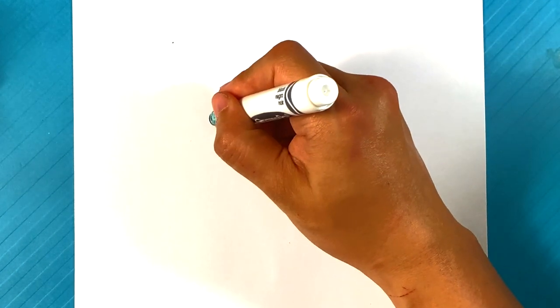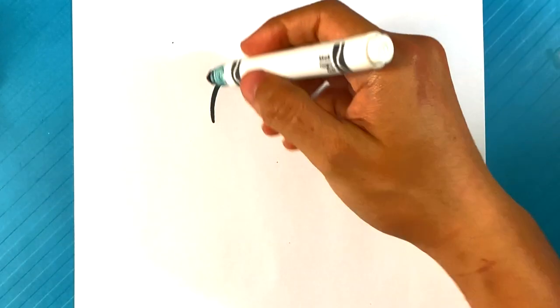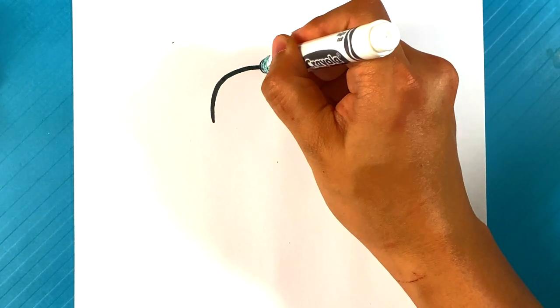First thing I'm going to do, throw a curve line right here for the front of the visor. Curve to the top over here of that visor.